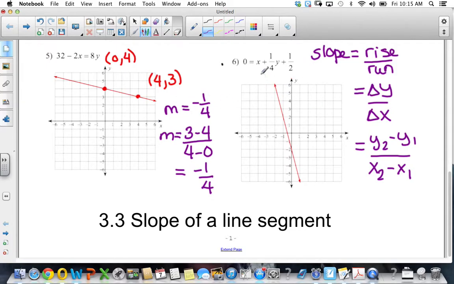So you try it. Try number 6, calculate the slope using the formula, and also count the rise over the run and see how you do.